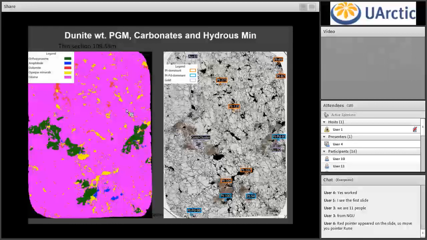What you should also notice here is that in the dunitic cumulates, both at the PGE horizon, but also elsewhere, we have a high abundance of hydrous minerals. We have amphibole, shown in blue. You see most of them in the lower part of the image. And we have various types of carbonates, shown in red. And you can see these carbonates being all over the place. Both the amphiboles and the carbonates are primary, and they formed when alkaline melts infiltrated the dunitic mushes.